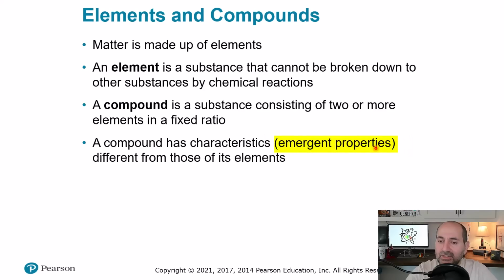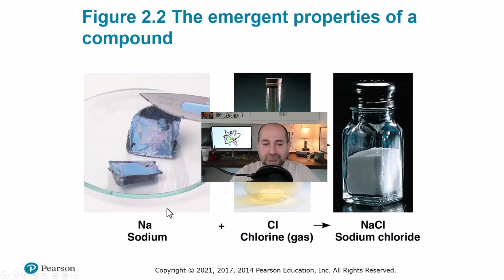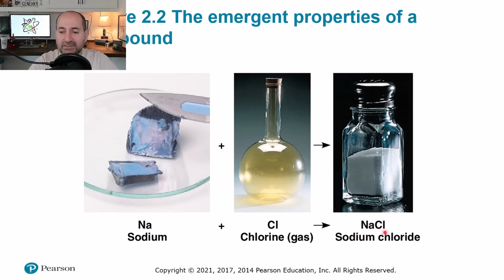Remember, we learned about emergent properties in Chapter 1, that these traits appear that are greater than the sum of the parts. So let me show you what I'm talking about. Here's the compound I'm talking about. Sodium chloride, table salt. This is the yummy substance that you sprinkle on your French fries to make them tasty. Okay, but what is this yummy substance comprised of? It's comprised of sodium and chlorine.